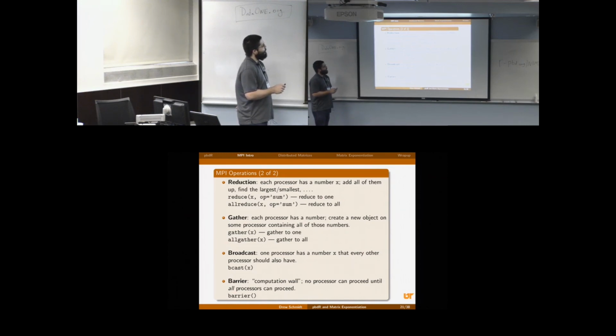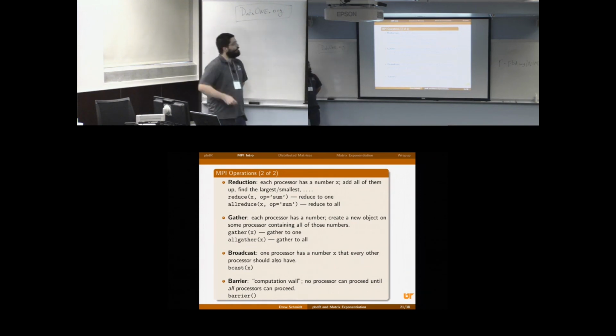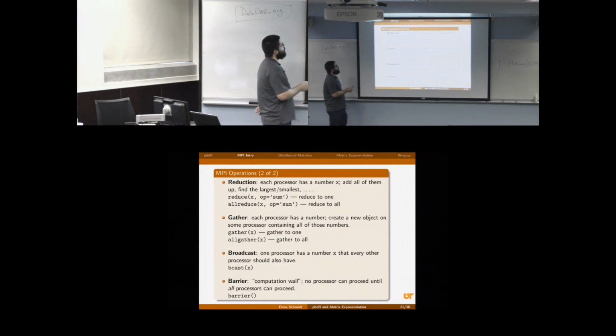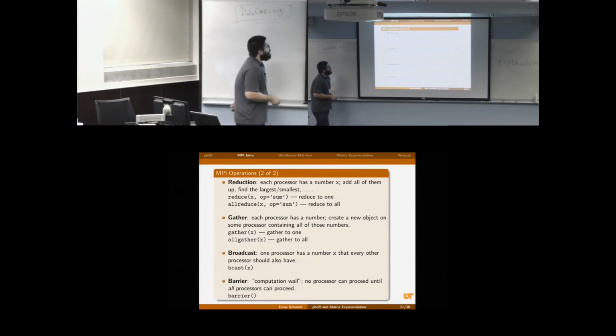That will take, so assume every rank has something called x, and it has a number stored for x, like 1 or com.rank, whatever. Reduce will add all those things up, and it will be stored by default on rank 0. You can choose which one you want it stored on. All reduce means everybody gets the result. Op could also be min, max, several other things.